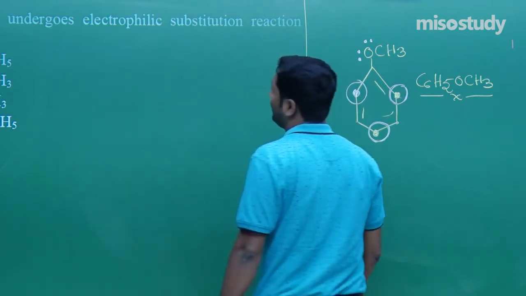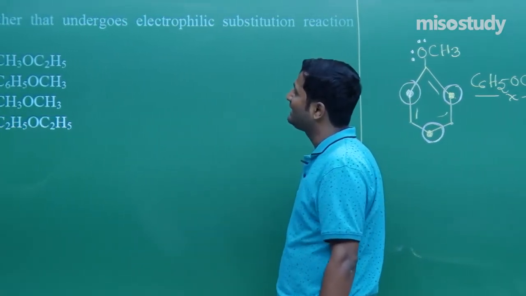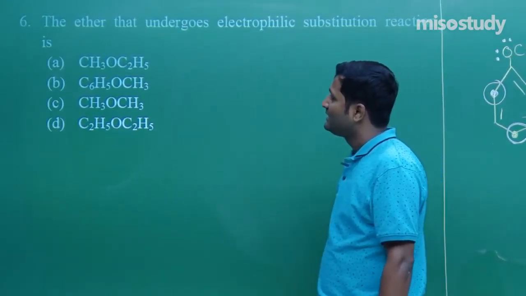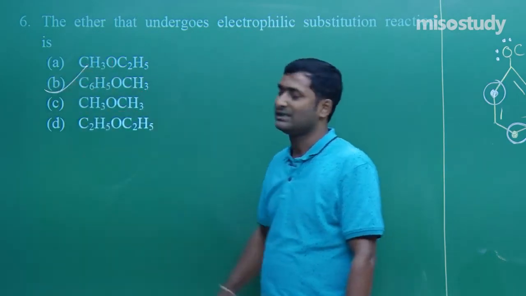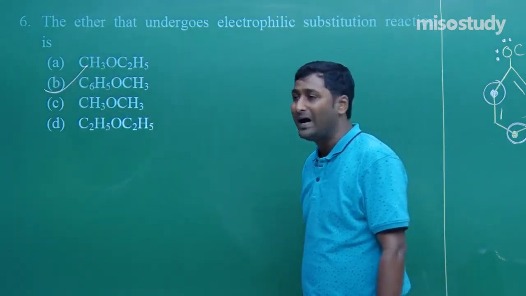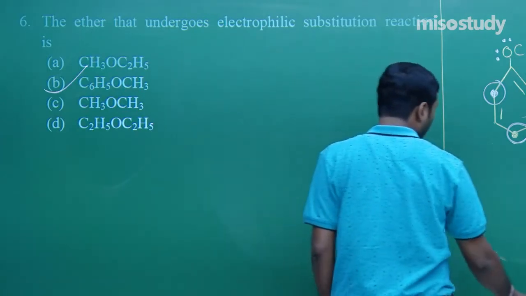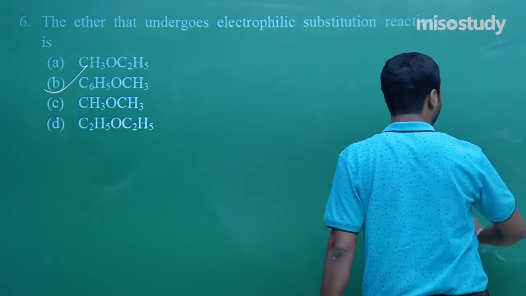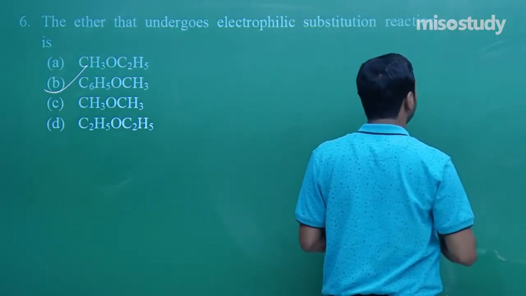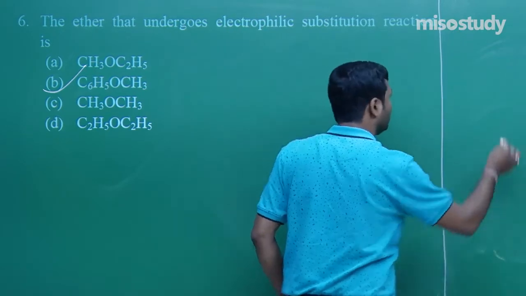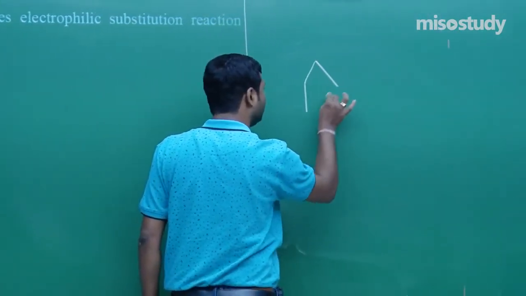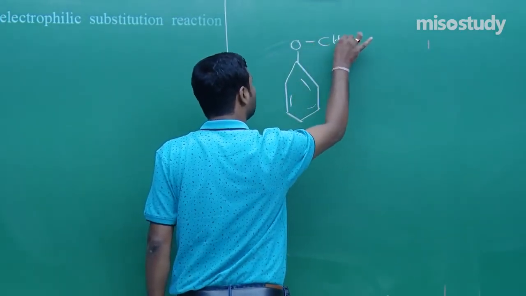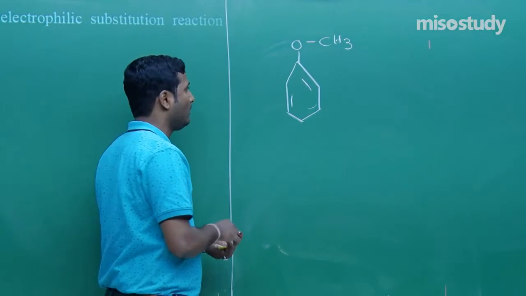Clear? So according to the question, the ether that undergoes electrophilic substitution reaction is C6H5OCH3, that is anisole. Why? Due to the resonating structure. Do I need to draw the resonating structure? If you want, then I can draw this for you. Wait for a moment, it's very simple. Still I am doing it for you. That is OCH3.